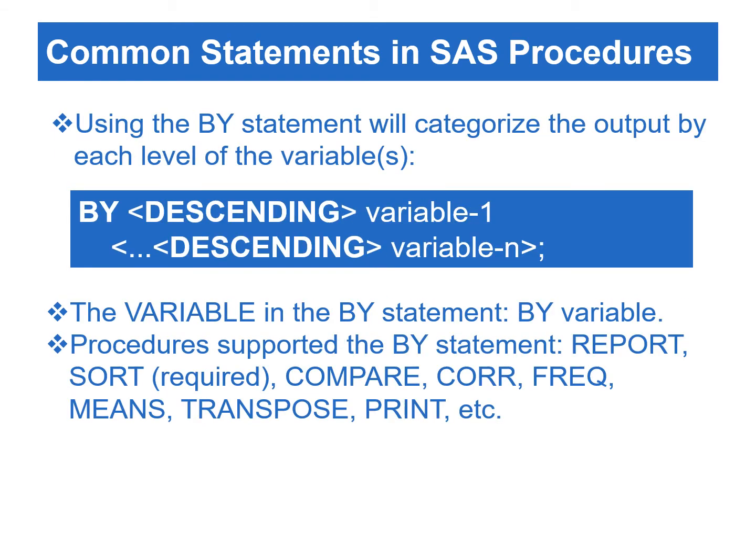Many SAS statements have the same functionality across procedures, such as the BY statement. Using the BY statement will categorize the output by each level of the specified variable. The DESCENDING option is used to sort the variable that immediately follows the DESCENDING keyword in descending order.